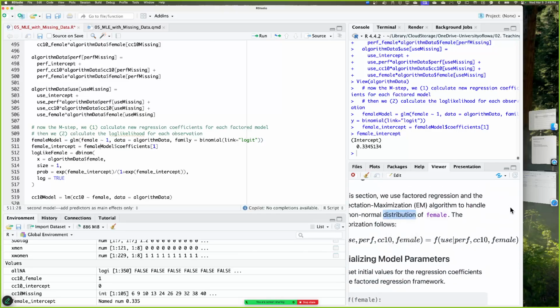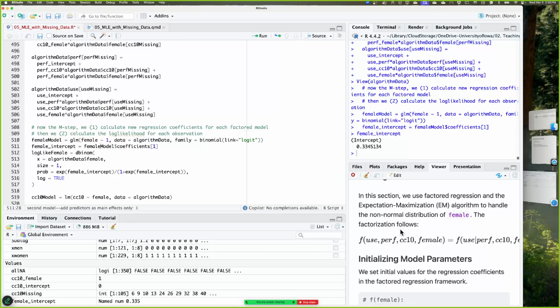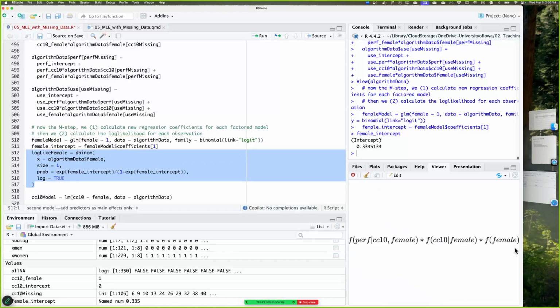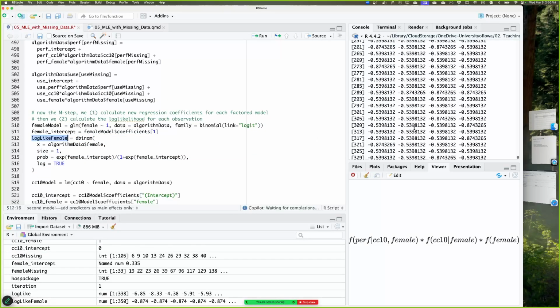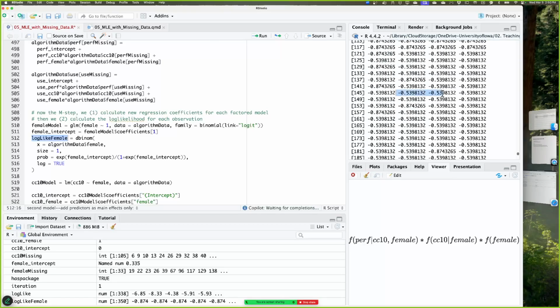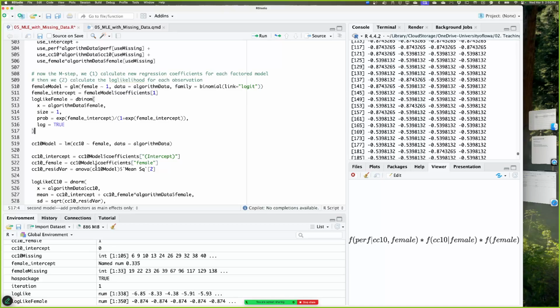Remember, our joint log likelihood arrives at the joint distribution, but the log of this means it's the sum of the log likelihoods for each. So now I just need to calculate the log likelihood for female, giving us the component of this f of female part on the log scale. So I do that right here, and log like female gives me the likelihood value for female. What you'll notice, some of these values are negative 0.874, and some are negative 0.539, and that's if the data are male or female coming in. How are we doing so far? That was regression number 1.